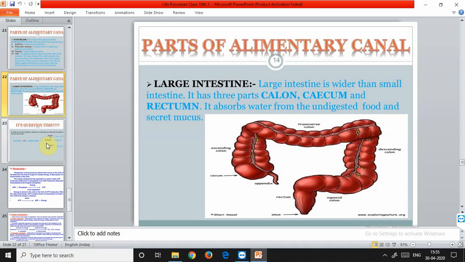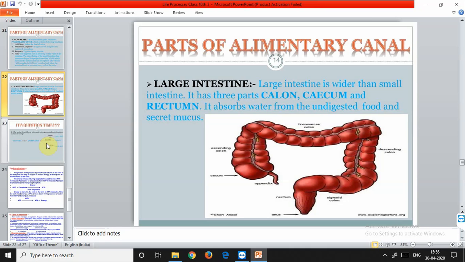Then the gastric glands, these are present in the stomach. They secrete hydrochloric acid, protein digesting enzymes, and mucus. Mucus is the lining that is present in the stomach to protect our stomach from the HCl that is harmful or dangerous. Then the liver, it is the largest gland, secretes bile into the small intestine.